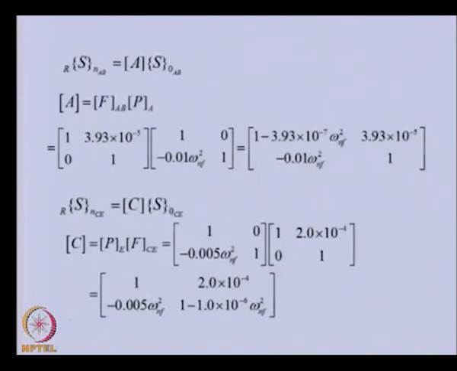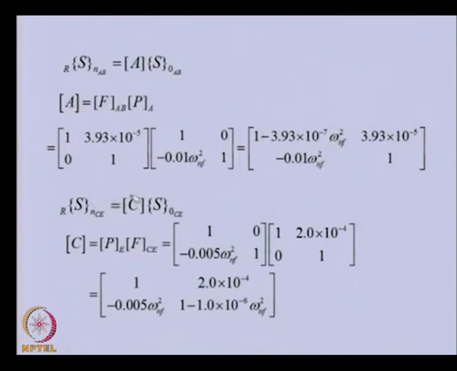Now, we can write the state vector for branch A. In this particular case, we can see that the overall transfer matrix has only two components. One is the point matrix and the other is the field matrix, and we know the properties of these. So, we can get the A matrix. In this we can see that it contains the unknown natural frequency. So, this is for branch A.